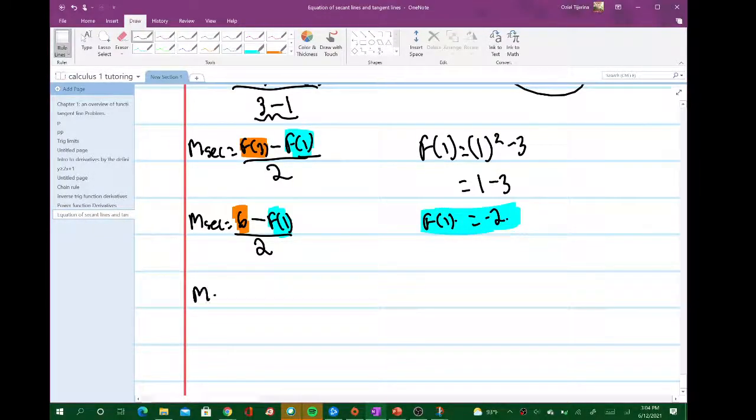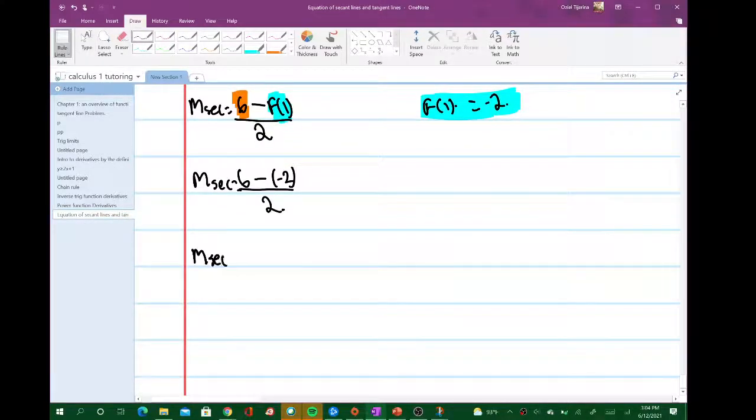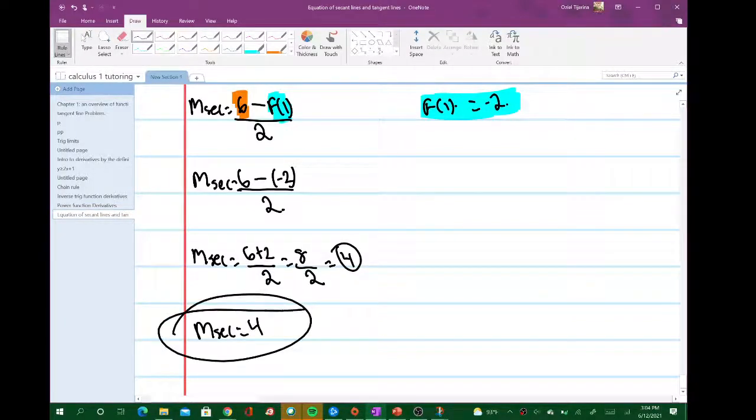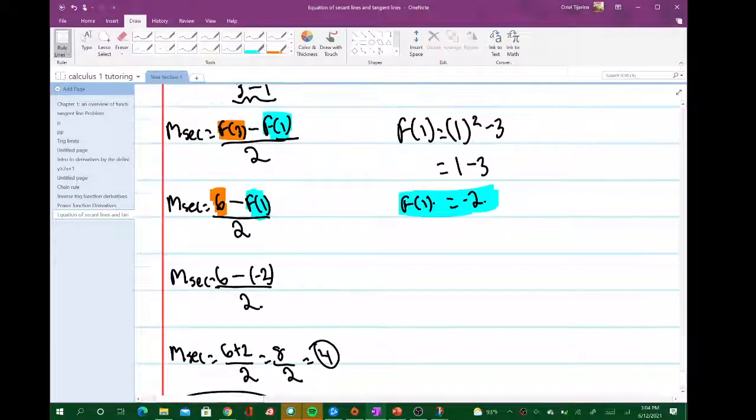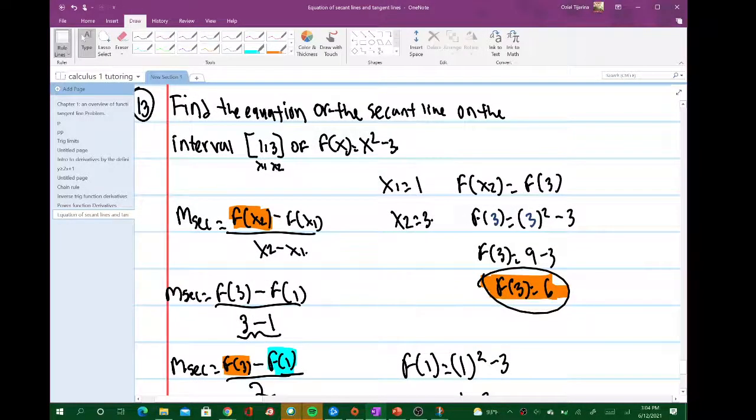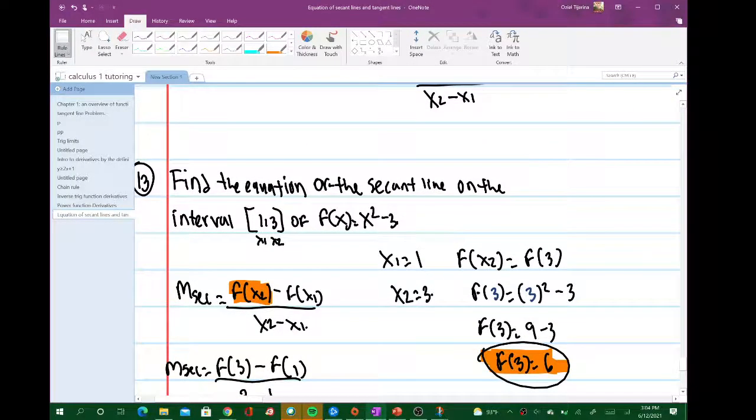So then the slope of the secant line is 6 minus negative 2 over 2. So then the slope of the secant line will be 6 plus 2 over 2, which is 8 over 2, which is 4. So that's what the slope of the secant line is. It's 4.